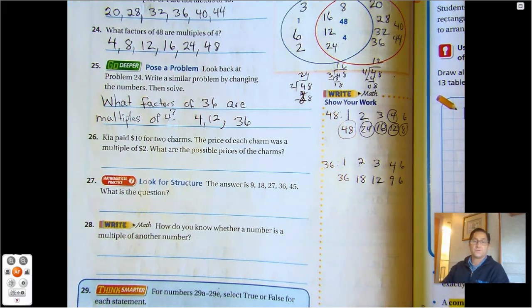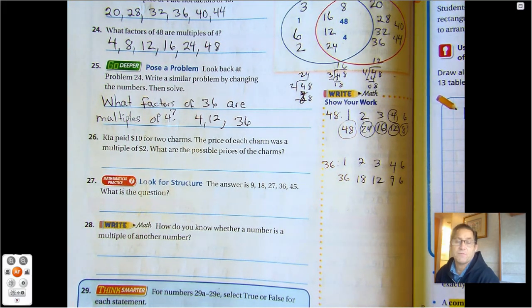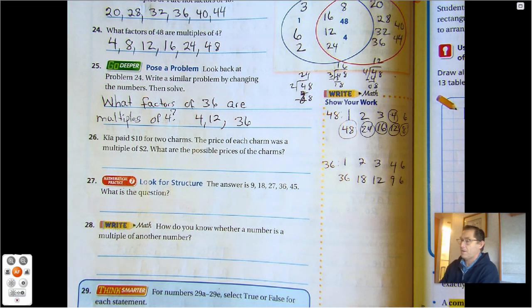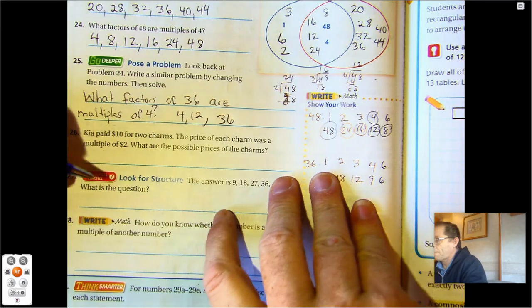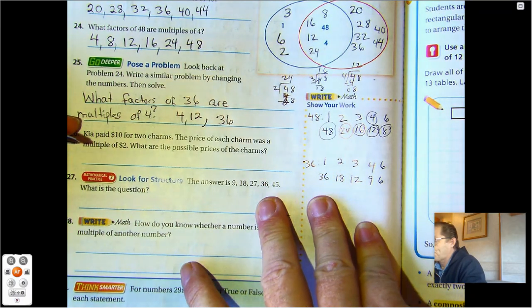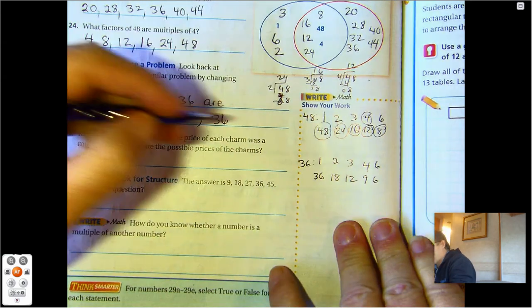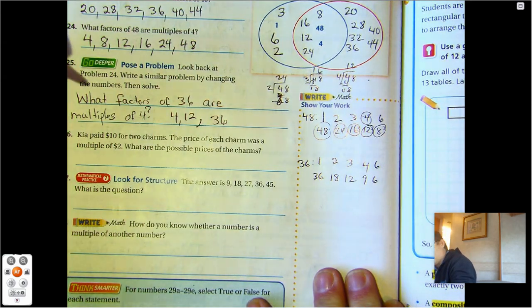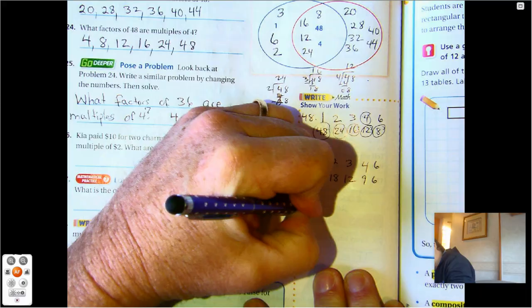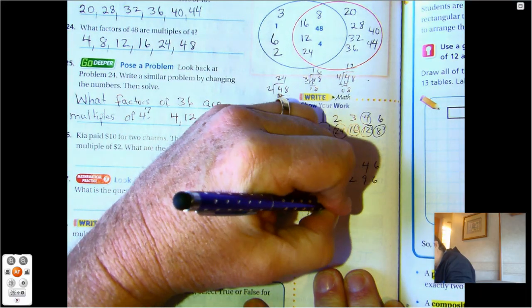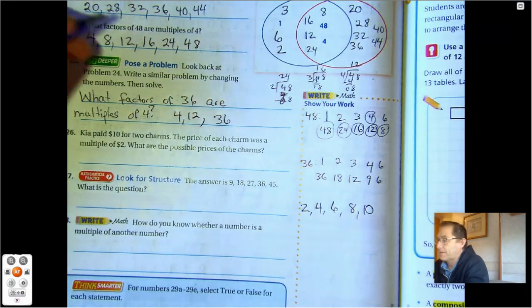Kia paid $10 for 2 charms. The price of each charm was a multiple of 2. What are the possible prices of the charms? Okay, so multiples of 2: 2, 4, 6, 8, 10.